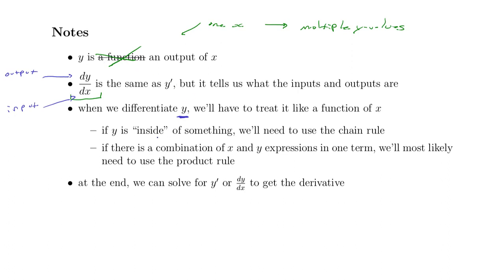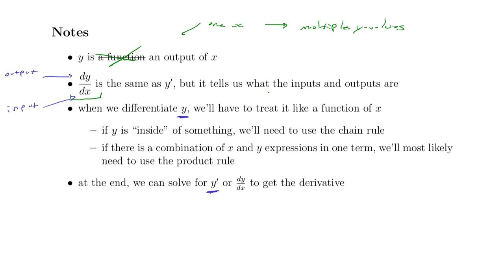So what that means is that we have to say the derivative of y is something like y prime, or dy over dx. Or we can say if y is on the inside of something, that's like a function on the inside of something. And so we might have to use the chain rule. If there's a combination of x's and y's in one term, like a product of those things, we might have a function y times another expression, and so we might have to use the product rule. And then at the very end of all this stuff, we're going to try and isolate this for y prime.